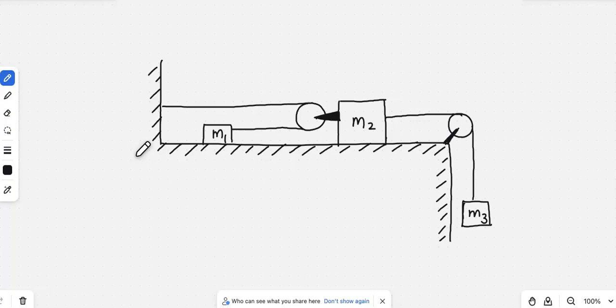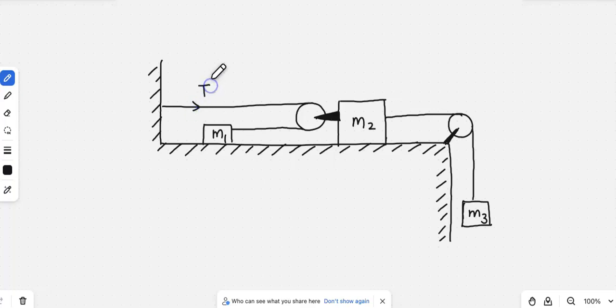Hello everyone. There are three blocks in this system. There are two pulleys. One pulley is a movable pulley, another pulley is a fixed pulley. We have to find out the tension in the strings and the acceleration of the blocks. Let's do that. Now, let's say the tension in this string which is connected to M1 is T.